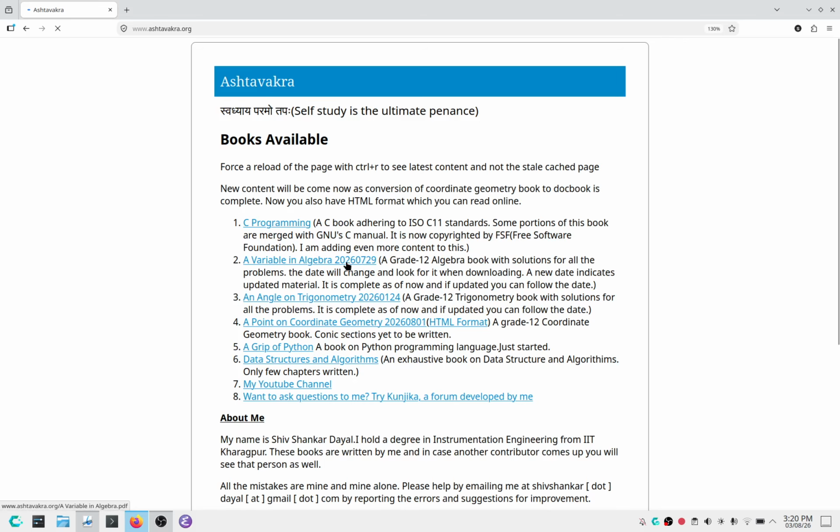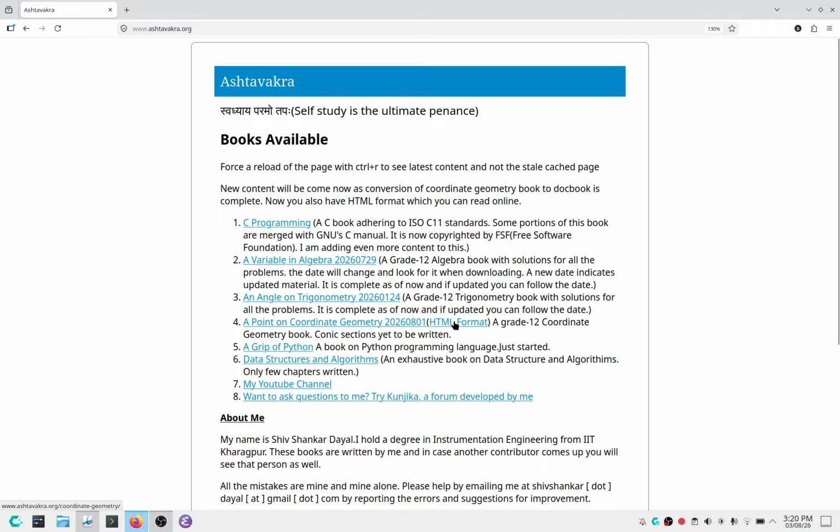Now I'll show you my website. So this is ashtavakra.org. I don't know why it is taking so long. Yeah. So second one is algebra, third is trigonometry, fourth is geometry, coordinate geometry. You can download the PDFs and study. Note that the downloaded PDF will not have a date, so you add the date here into your downloaded PDF, and once in 15 or 30 days, you come back and see which one is updated, and if a PDF is updated, you download the PDF and add the date again.